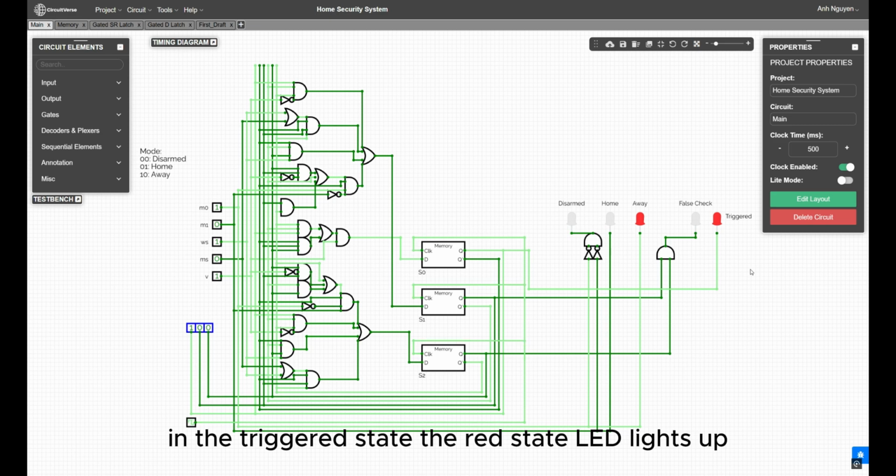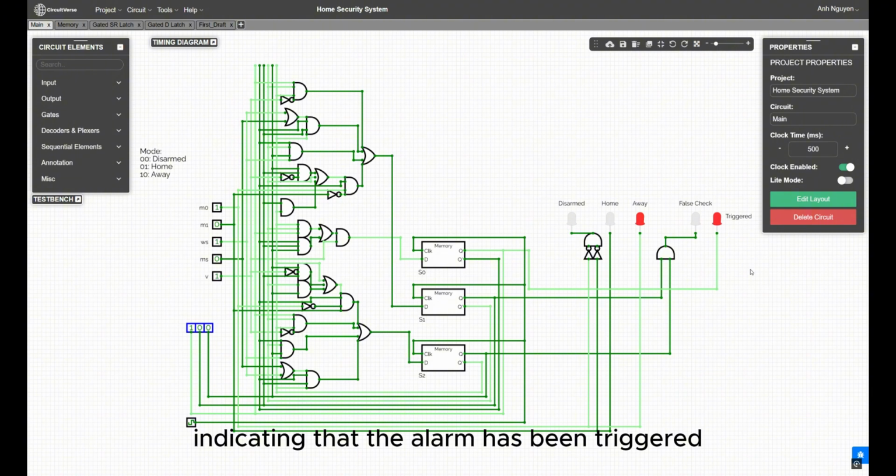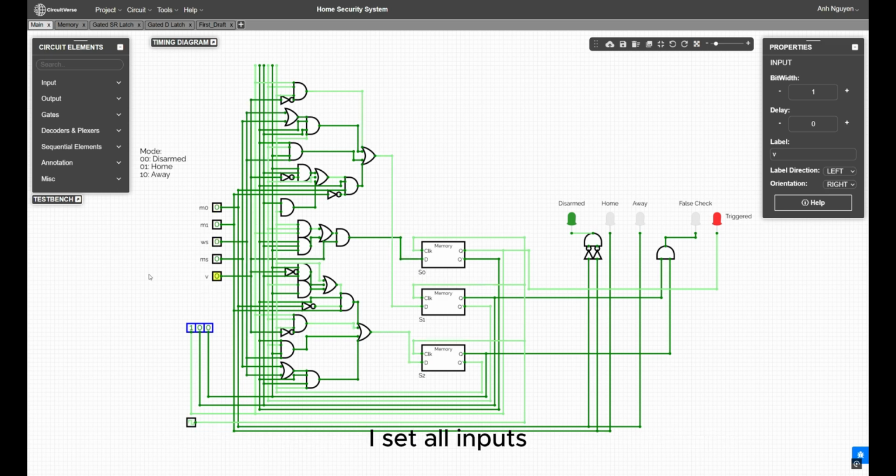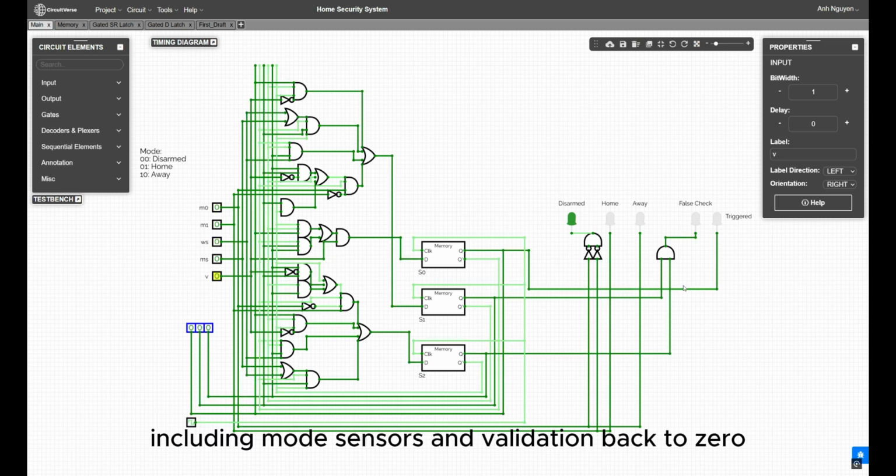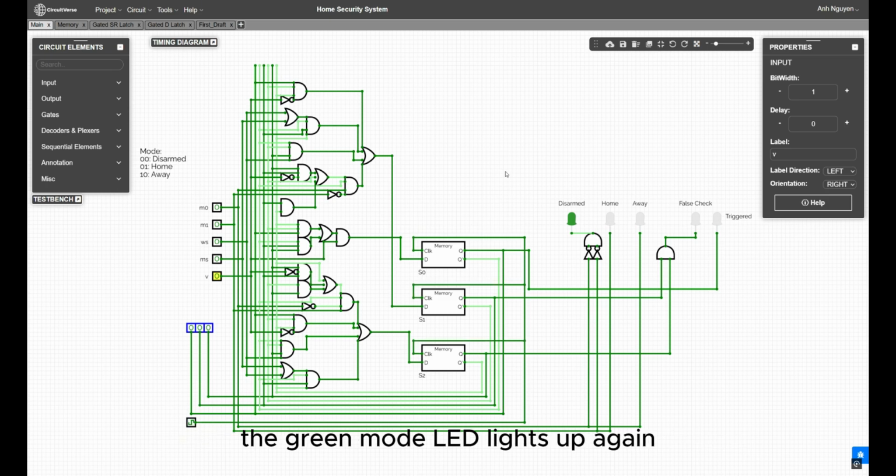In the triggered state, the red state LED lights up, indicating that the alarm has been triggered due to a confirmed intrusion. To reset the system and return to disarmed mode, I set all inputs, including mode, sensors, and validation, back to 0. The green mode LED lights up again, showing that the system is disarmed and ready for the next cycle.